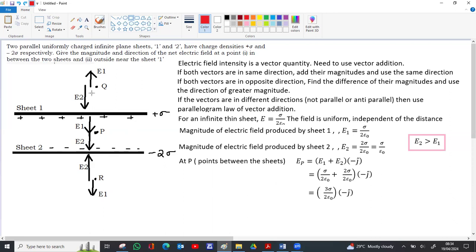Now for point Q. For point Q, we can see E1 and E2 are in opposite directions. So the rule is to find the difference of their magnitudes and use the direction of the greater one. For that we need to know which one is greater. It's very clear, E2 is greater than E1. So we subtract E2 minus E1 at Q and put the direction of E2. E2 is greater, so E2 is downward. Downward is minus j cap.